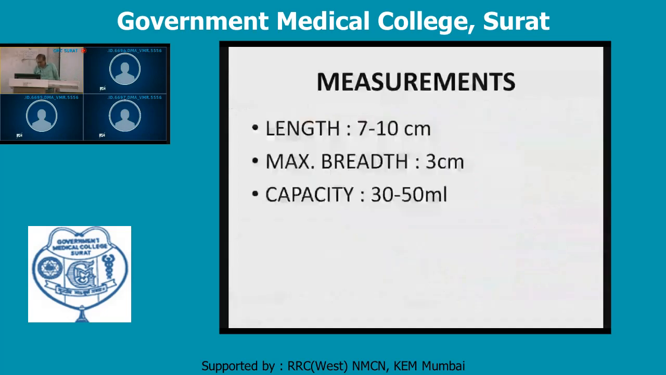Now, on an average, the length of the gallbladder is roughly 7 to 10 centimeters. It's pear shaped. The maximum breadth is 3 centimeters, and the capacity of the gallbladder for storing bile is 30 to 50 ml.